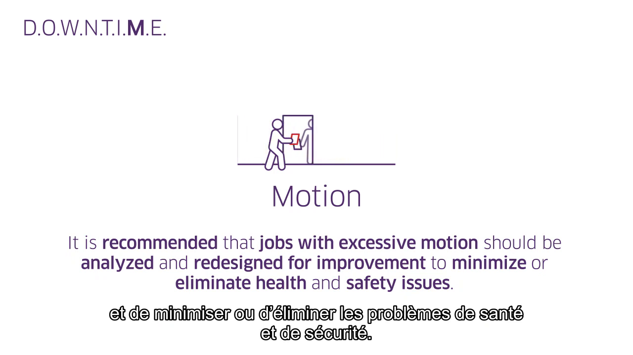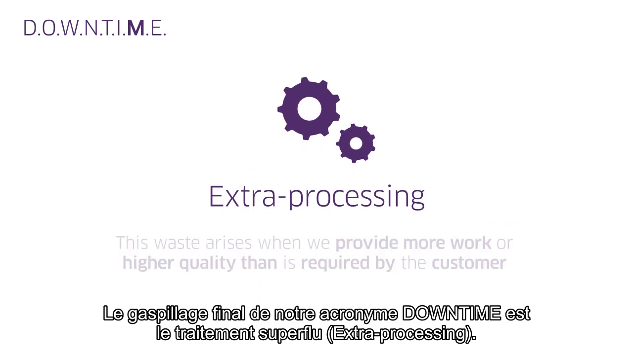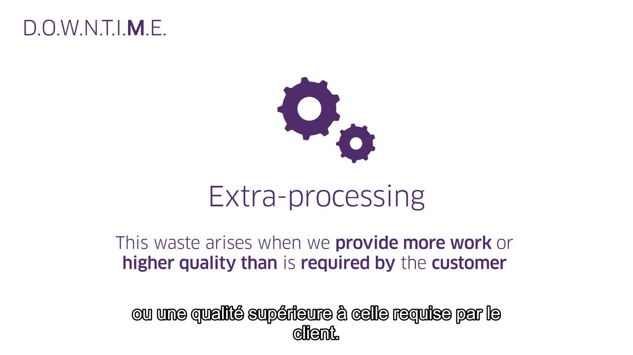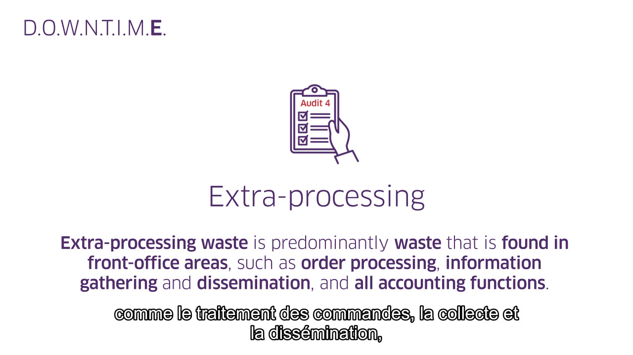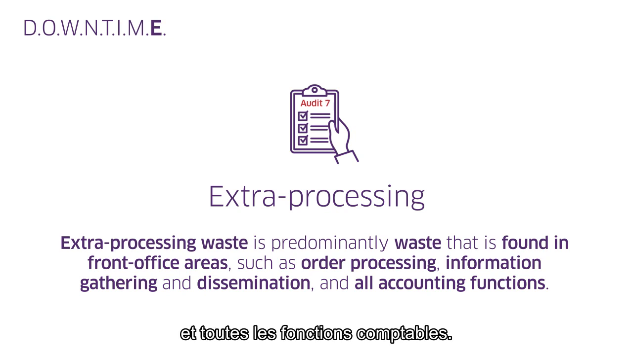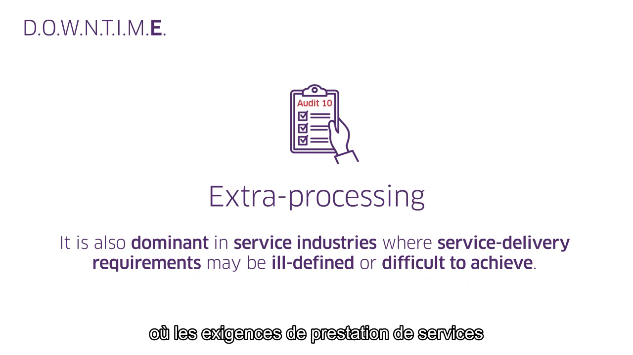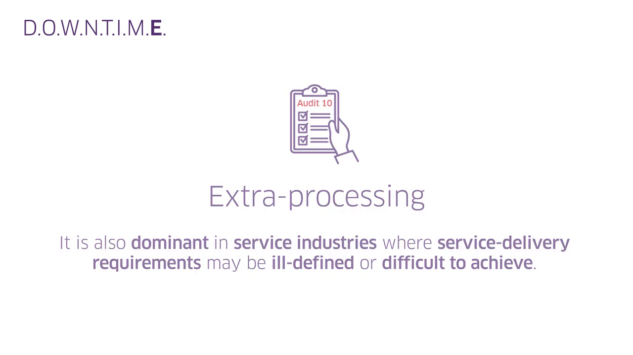The final waste in our DOWNTIME acronym is extra processing. This waste arises when we provide more work or higher quality than is required by the customer. Extra processing waste is predominantly found in front office areas such as order processing, information gathering and dissemination, and all accounting functions. It is also dominant in service industries where service delivery requirements may be ill-defined or difficult to achieve.